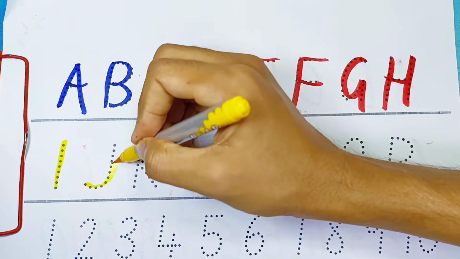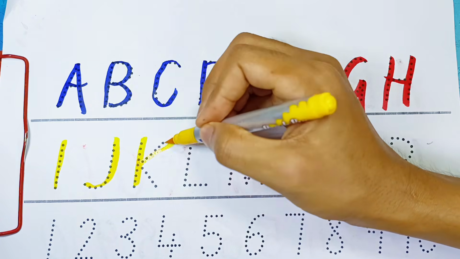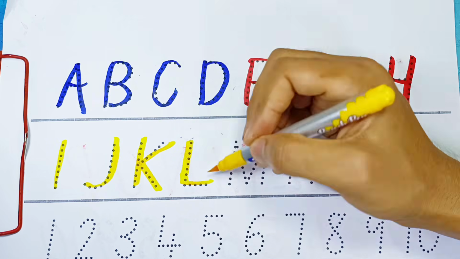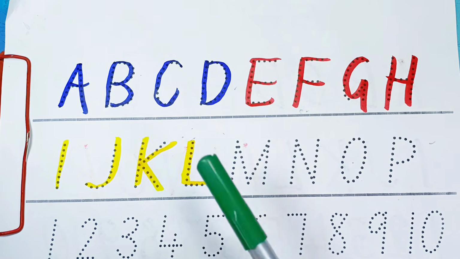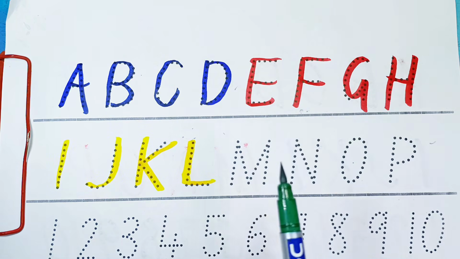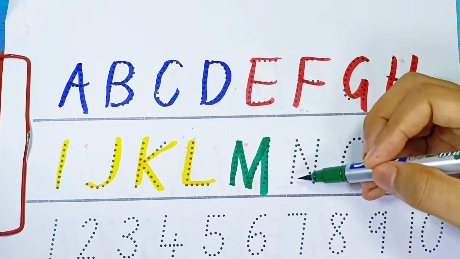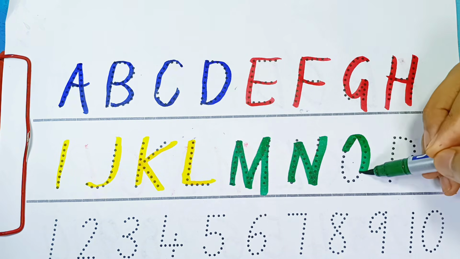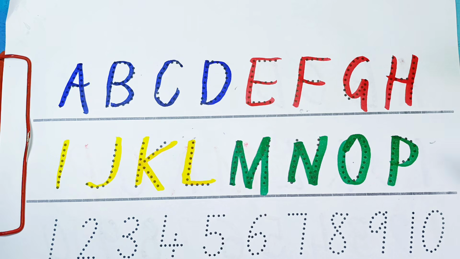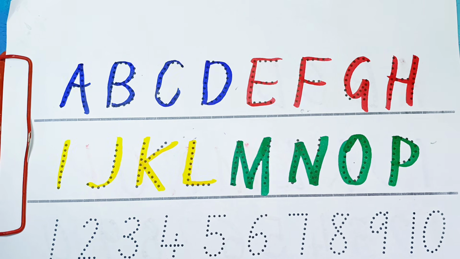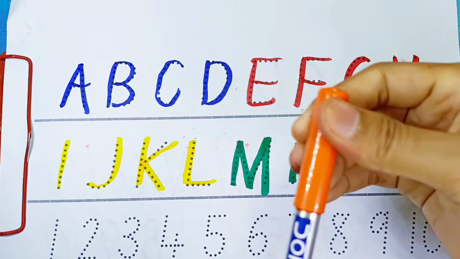I, J, K, L. Dark green color. Now we're opening the color of dark green. M, N, O, P. P for penguin. Orange color.